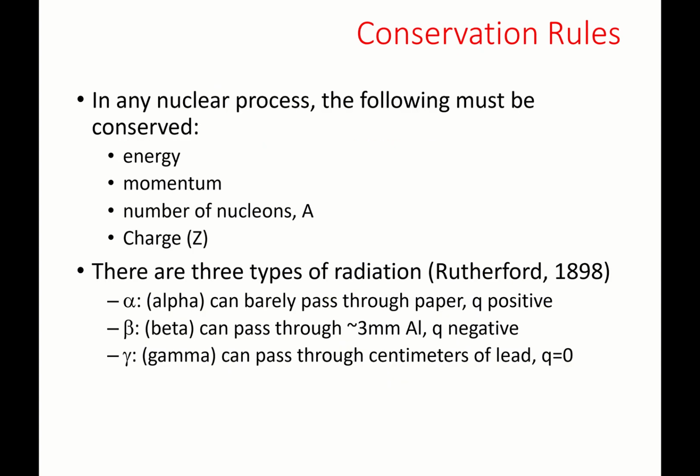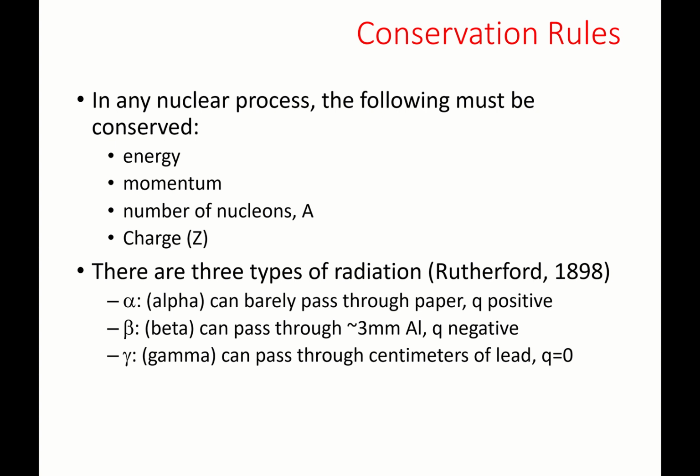So in any nuclear process, we have to conserve a few things. We have to conserve energy, we have to conserve momentum, we know that from Physics 1. We have to conserve the total number of nucleons, and we have to conserve the charge. So A and Z have to be the same no matter what the nuclear reaction is. So we're going to look at three different types of nuclear reactions, ones that produce alpha particles, beta particles, and gamma particles.